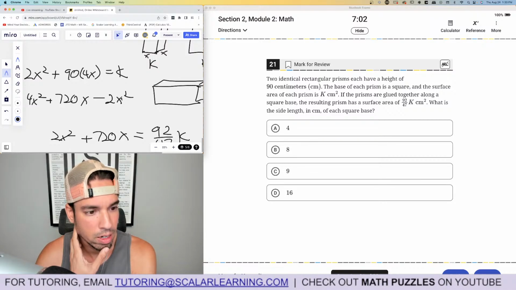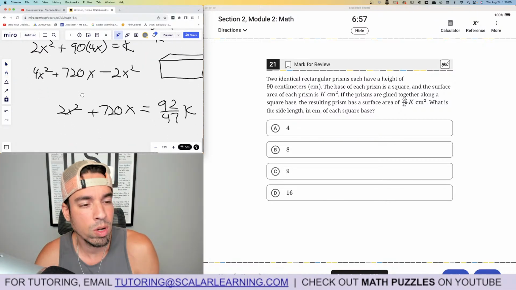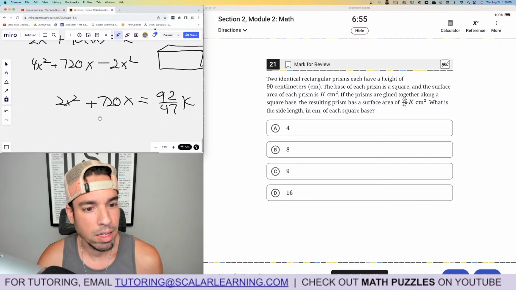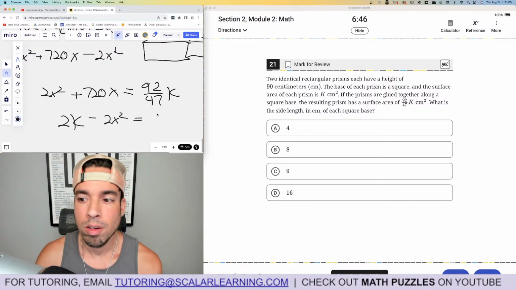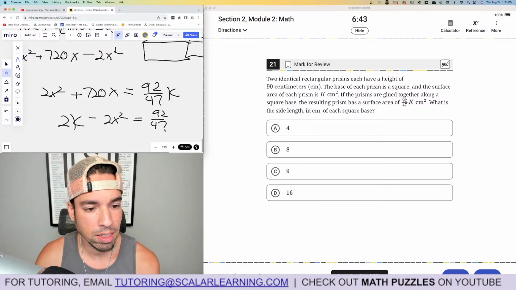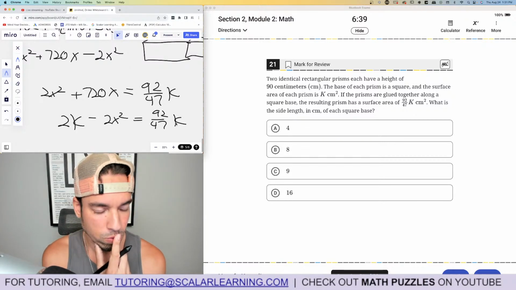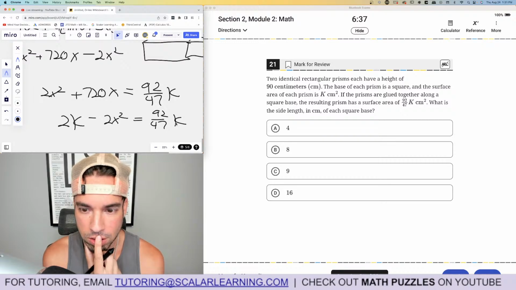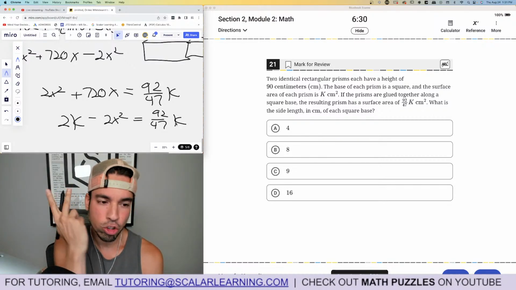This equals 2k. Another way to think about it is 2k minus 2x squared equals 92 over 47. That's another way to think about it, but it doesn't really do anything because we're still going to get x in terms of k, you see? So it becomes 92 over 47k. So it should be 2k.